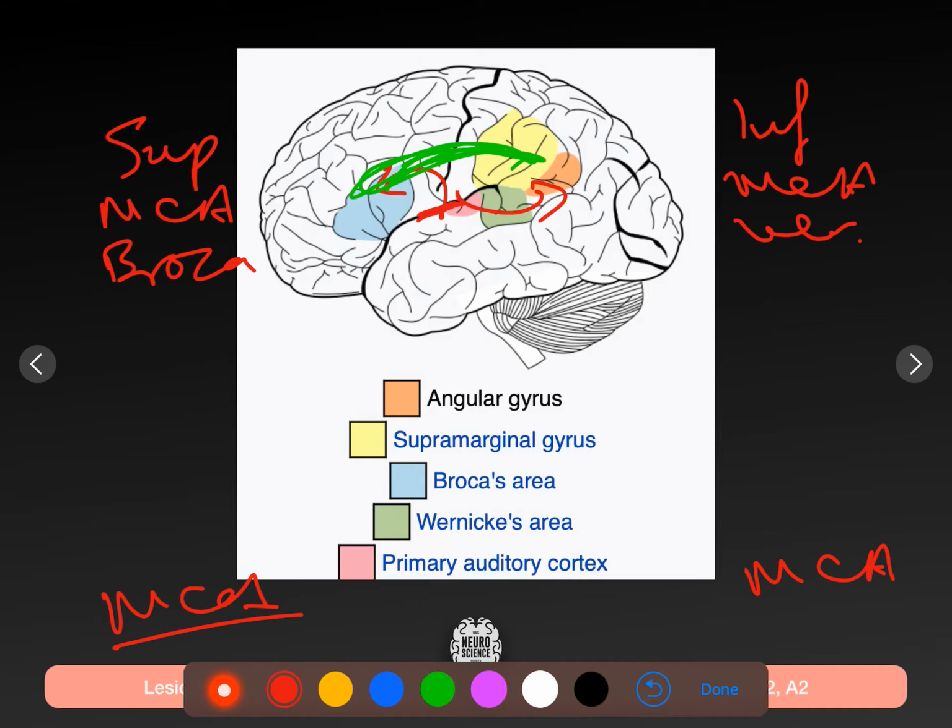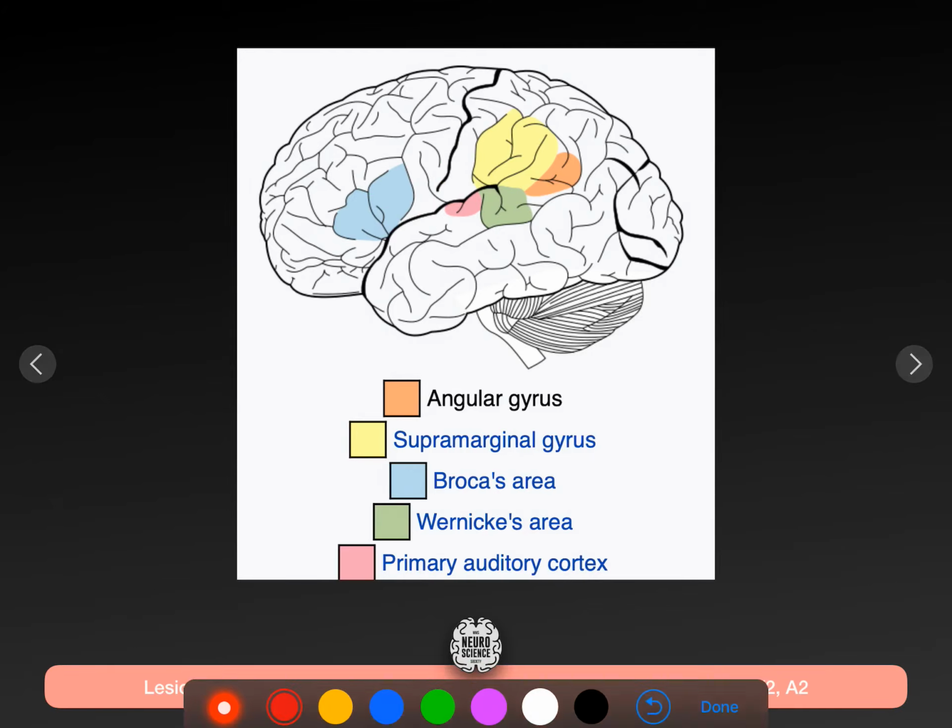So if you have a Broca's without a Wernicke's in a stroke patient, then you can assume it's in a more distal aspect of the superior MCA branch on the dominant hemisphere.